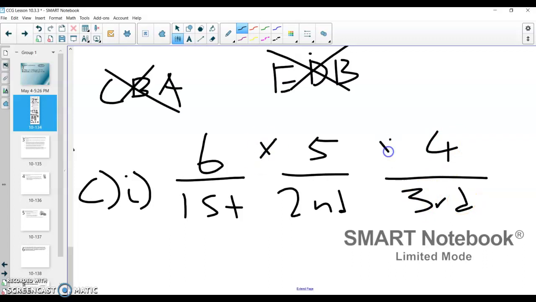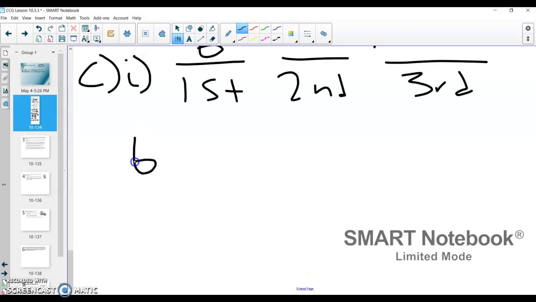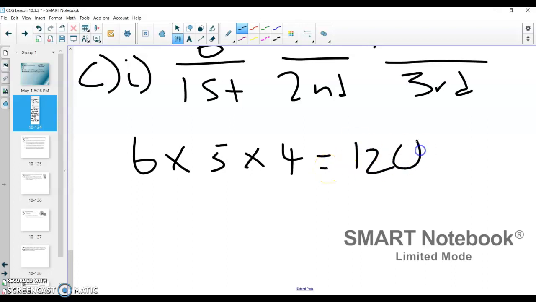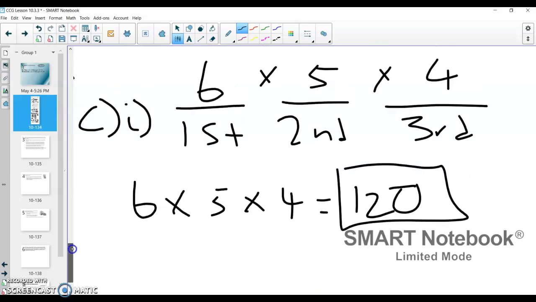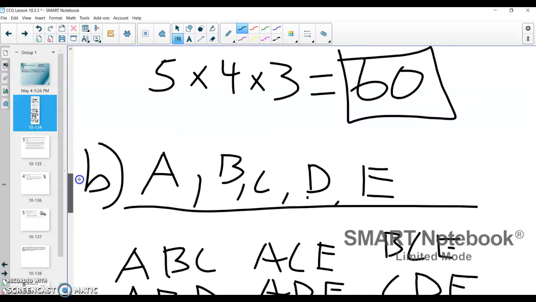We multiply down our decision chart there, 6 times 5 times 4. 6 times 5 is 30. 30 times 4 is 120. And so we have 120 different arrangements if you have the permutation of the president, vice president, secretary options. There's 120 different options there.